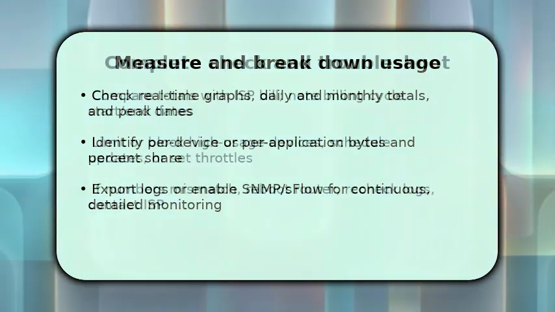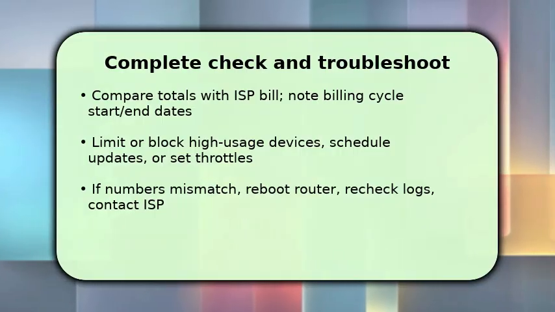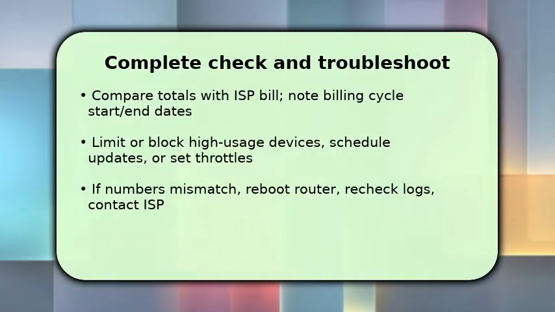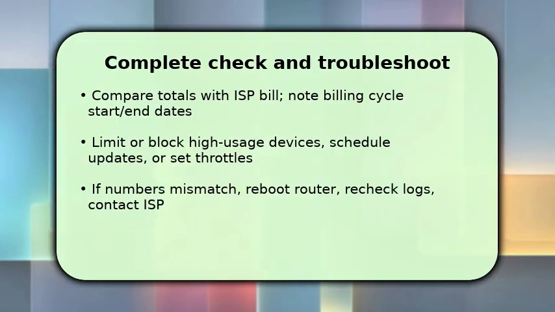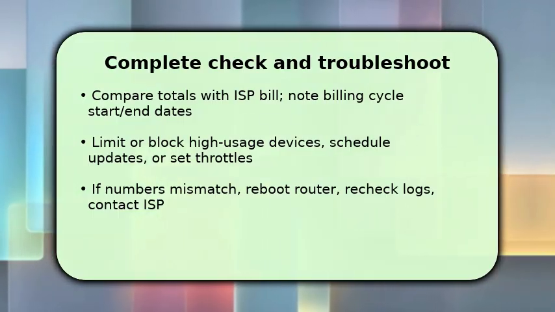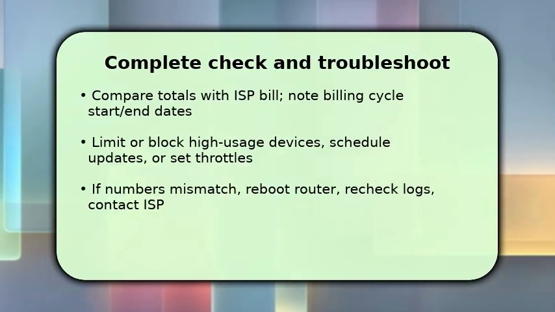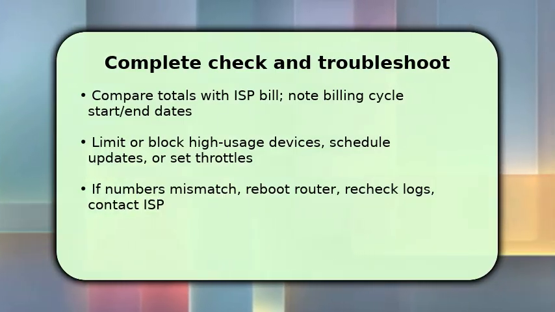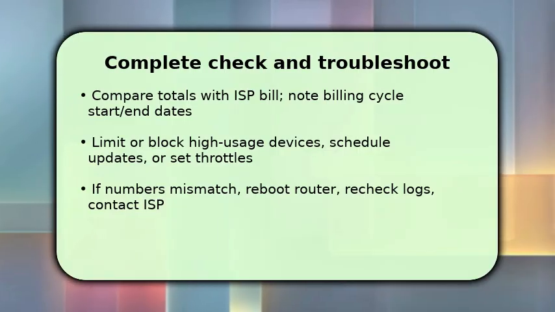To finish, reconcile the router or app totals with your ISP or carrier bill. Billing cycles often start on odd days, so align ranges. If a device is consuming too much data, apply limits, schedule large updates for off-peak, or use QoS throttles.